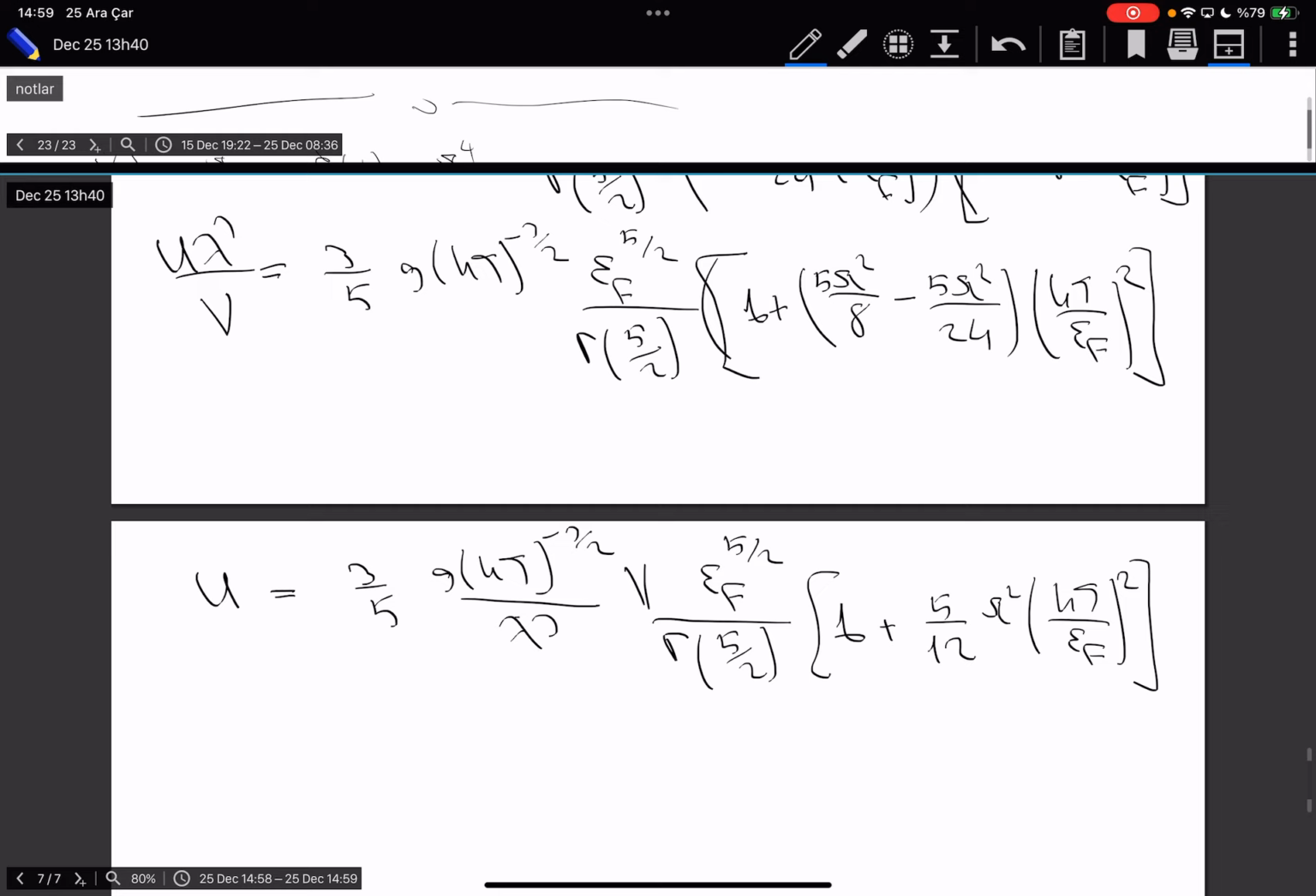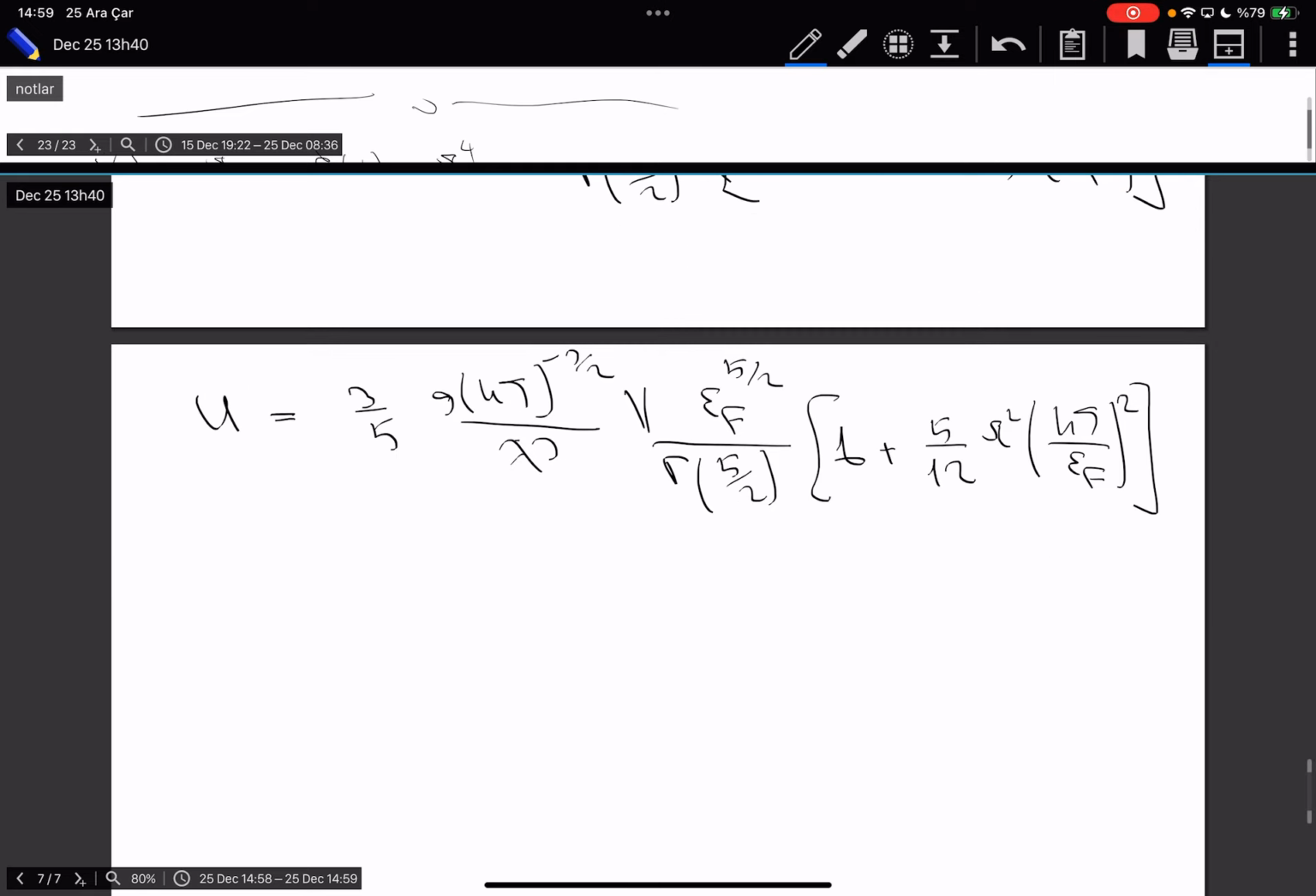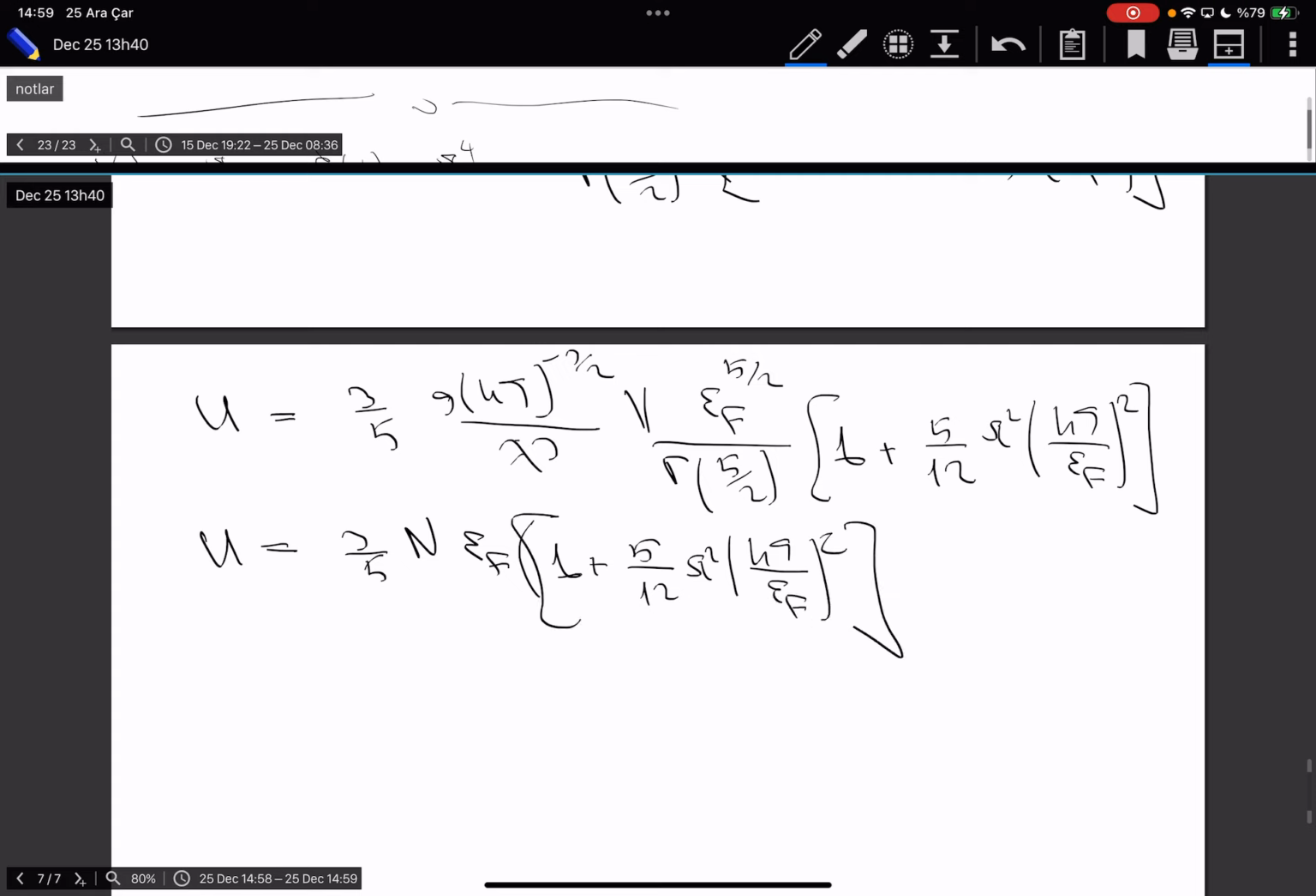Now I know what the value is at T equal to 0. So U is equal to 3/5 n times epsilon Fermi, times 1 plus 5/12 pi squared kT over epsilon Fermi squared. So that prefactor is just 3/5 n times epsilon Fermi.